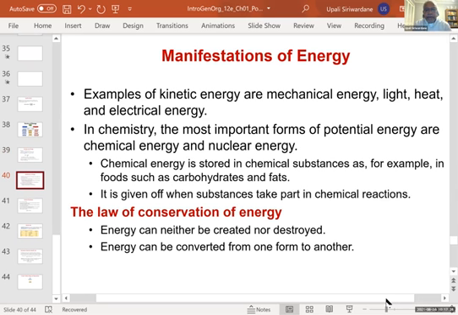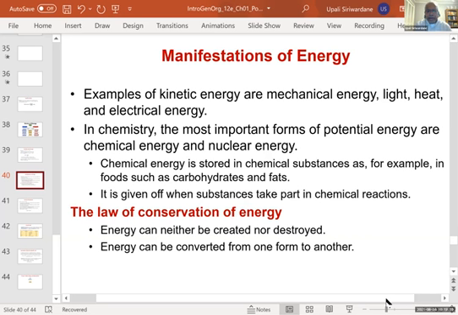Kinetic energy, we are still describing that diagram, the previous diagram we went over a couple of slides ago. Examples of kinetic energy are mechanical energy, heat energy, and electrical energy. These are the main forms of energy that we use, derived from kinetic energy. In chemistry, the most important forms of potential energy are chemical energy and nuclear energy.